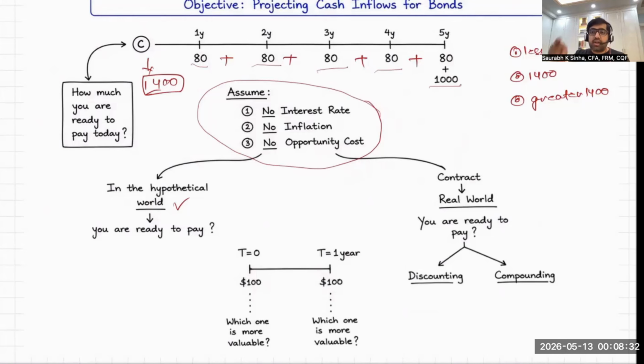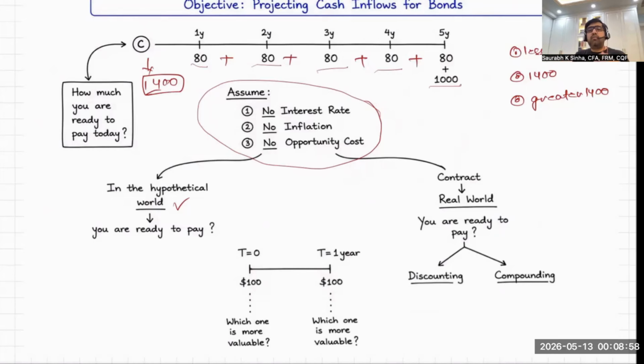I'm saying you all are right to answer less than 100. You all are right if you have interest rate in the world, if you have inflation in the world, or if you have opportunity cost in the world. Be very clear about that. But I ask the question if there's no interest, no inflation, no opportunity cost. That is a very thematic intuition. Otherwise, you will not understand the valuation.